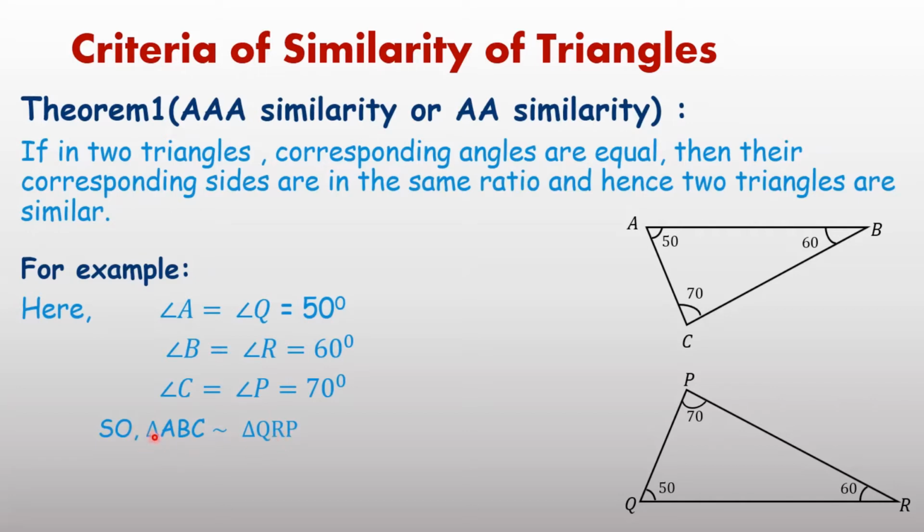It implies first angle A equal to Q. Second angle B equal to R and third angle C equal to P. The proper order you have to write. The triangle ABC is similar to triangle QRP. Now, then corresponding sides are in the same ratio.